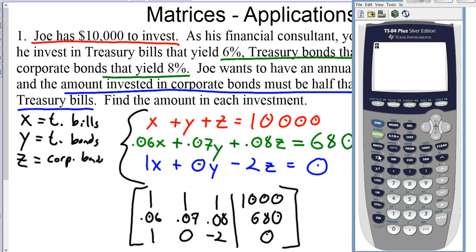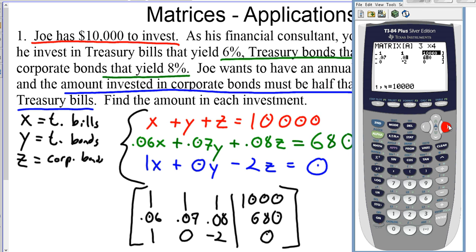So that's second matrix, and I want to edit, so I go over to edit and hit enter. I want this to be a 3×4, so I hit enter, and I already have my values typed in here. 1, 1, 1, 10,000, then 0.06, 0.07. Let's go ahead and pause the video and make sure you got those into your calculator as you were working this along with us.